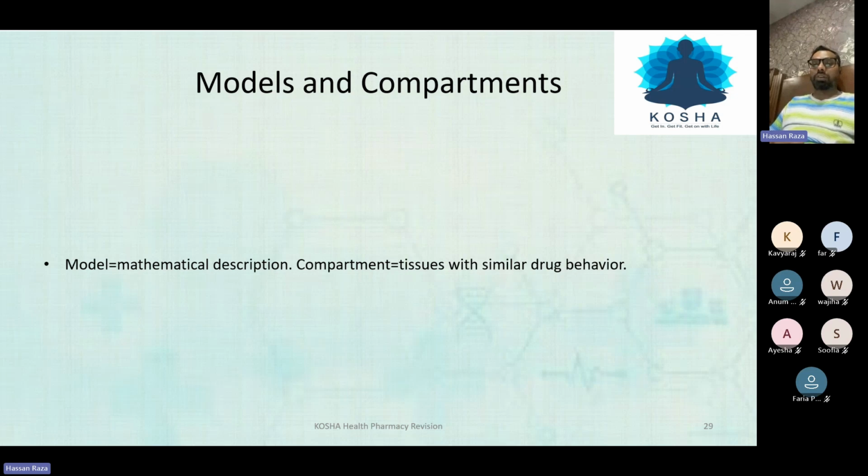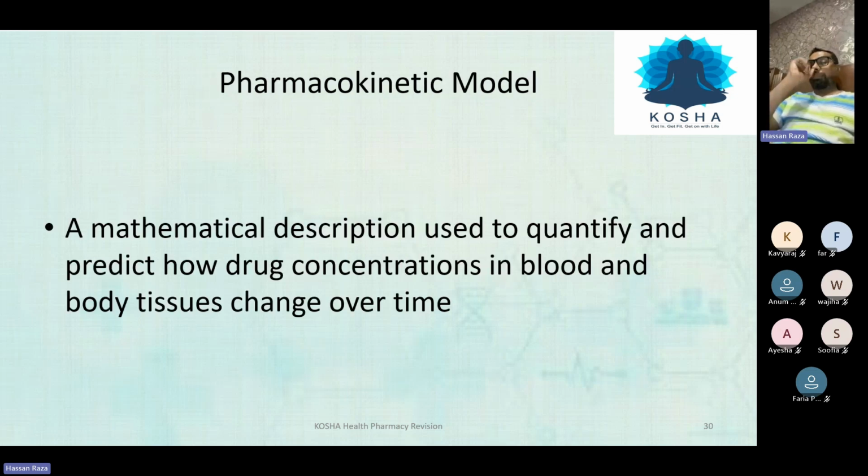Now, what are these models and what are these compartments? Basically, absorption, distribution, metabolism and elimination is a very complex concept. Therefore, doing mathematics is also very difficult. So we assume something. What do we assume?